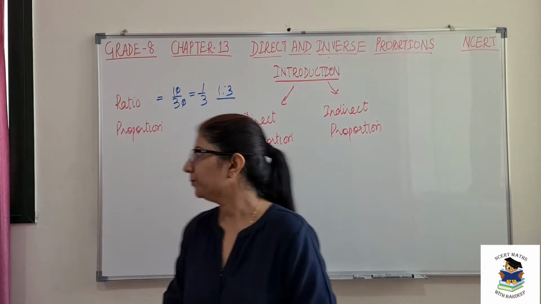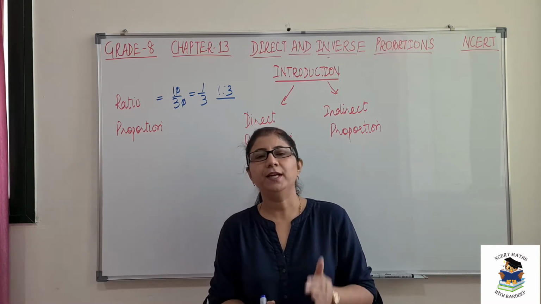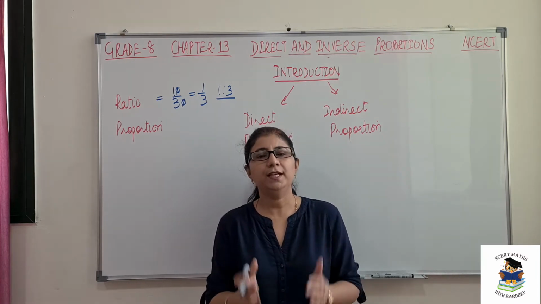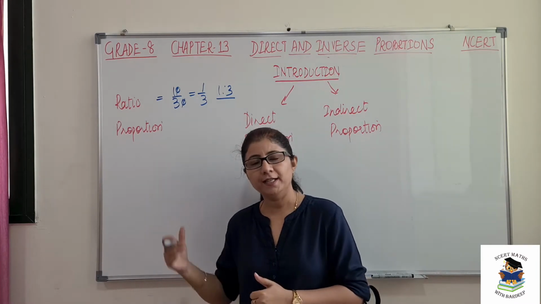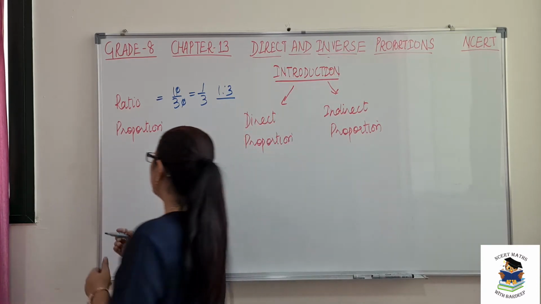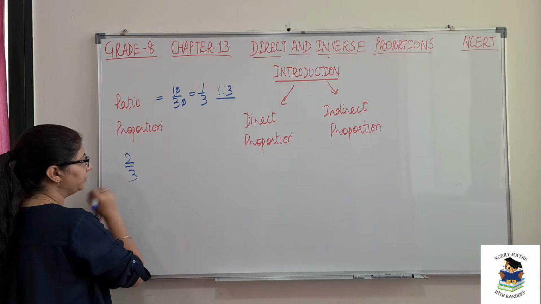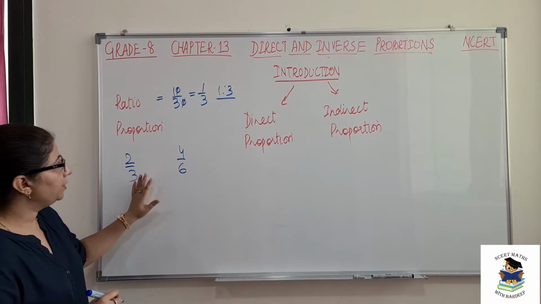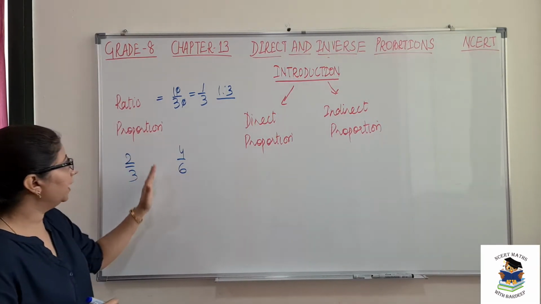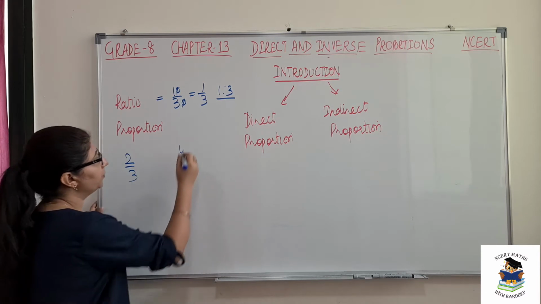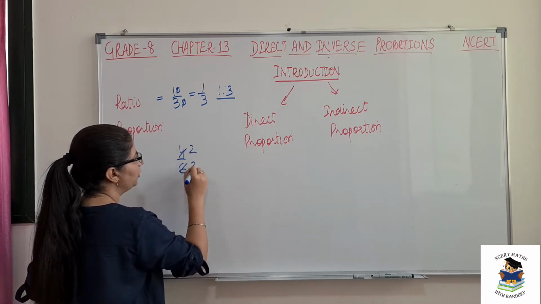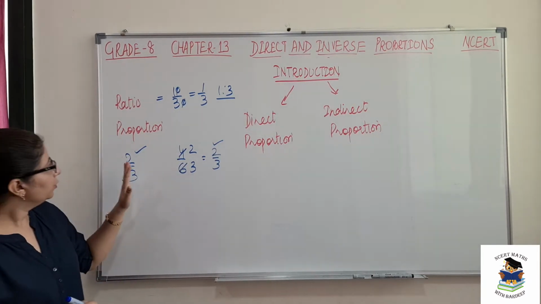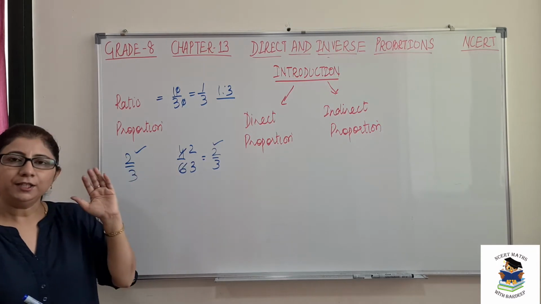But what is proportion? Proportion is basically when we are discussing about equivalent ratios. Any two ratios, when they are equal, they are said to be equivalent, or they are said to be in proportion. Suppose I am saying we have one ratio as 2 by 3 and second ratio as 4 by 6. These two ratios are said to be in proportion if they are equivalent. So equivalent means, suppose you cancel this, it can be also equal to 2 by 3. So 2 by 3 and 2 by 3. So 2 by 3 and 4 by 6 are in proportion.